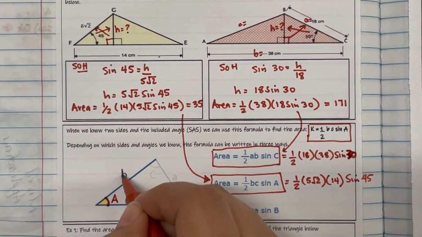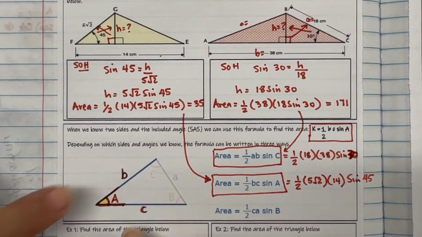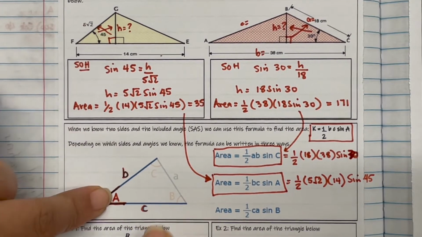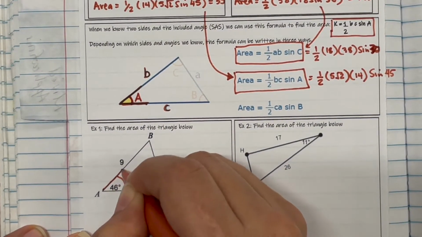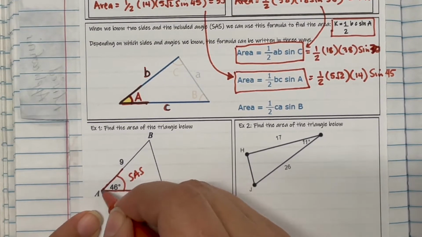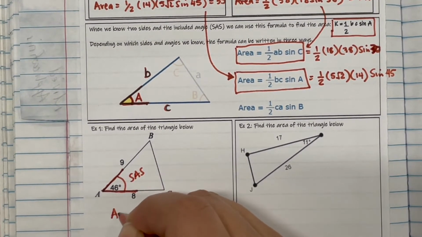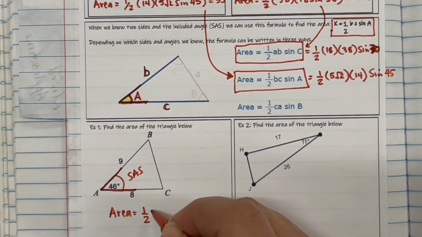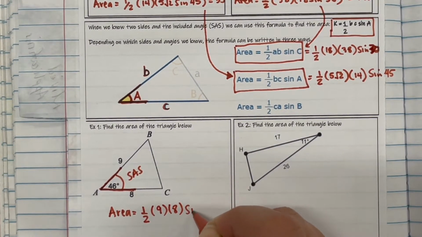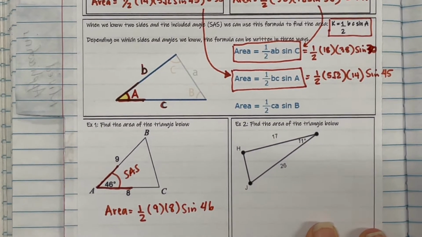So basically, again, if you have an angle sandwiched between two sides that you know, SAS, you can just simply use this formula. So let's look at it. Here's my angle sandwiched between two things I know, SAS. So how do I write that? Area is equal to a half times the two sides sandwiched. So that's 9 times 8. And then sine of the angle that is sandwiched, 46.